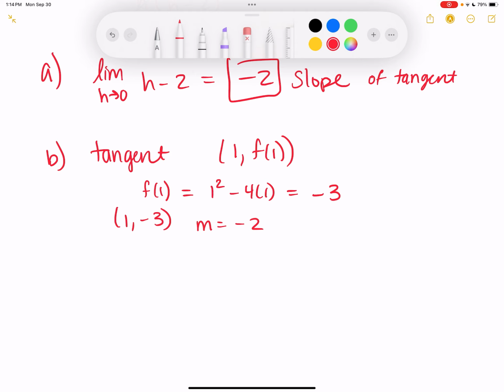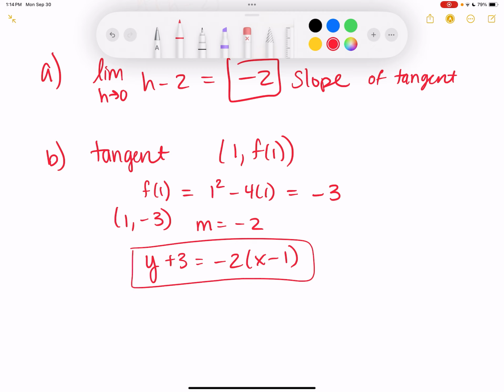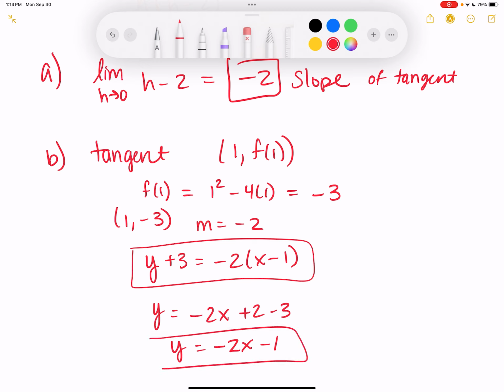Then point slope form. Y minus negative, so plus 3 equals negative 2 times x minus 1. Sometimes your book will leave it here. Sometimes it will keep going. So you can either go here or you can do y equals negative 2x plus 2 minus 3. So y equals negative 2x minus 1. So this is the equation of the tangent line.